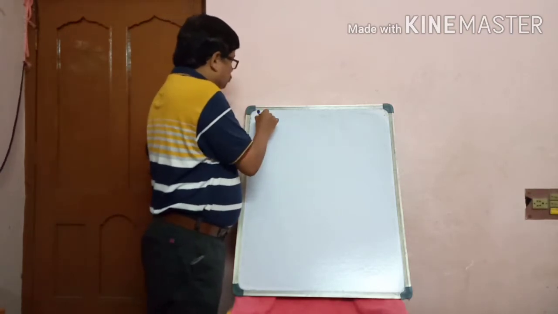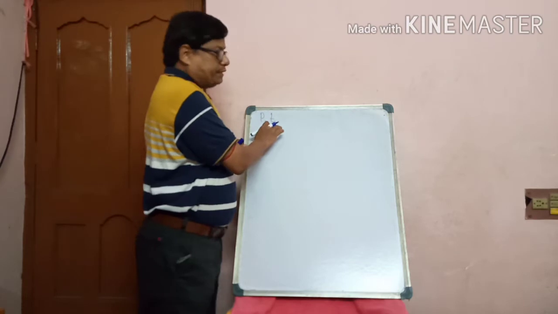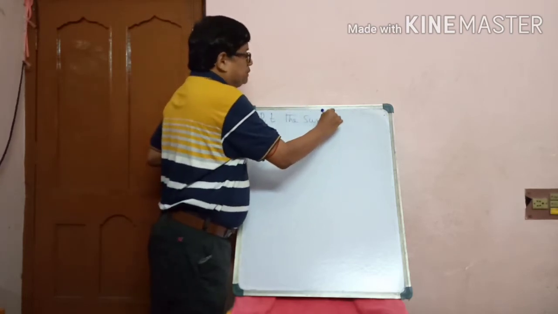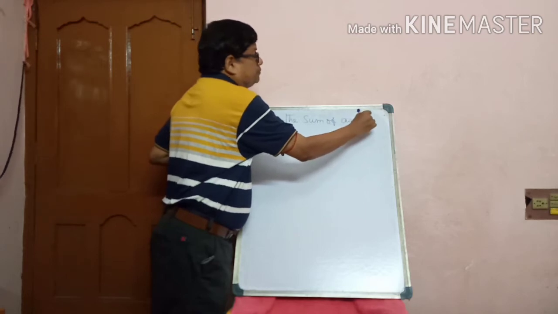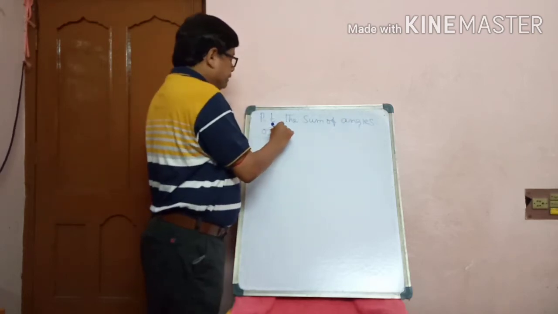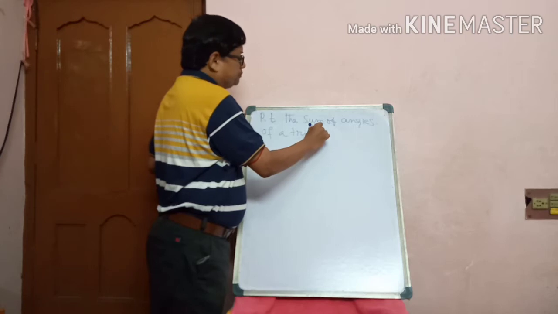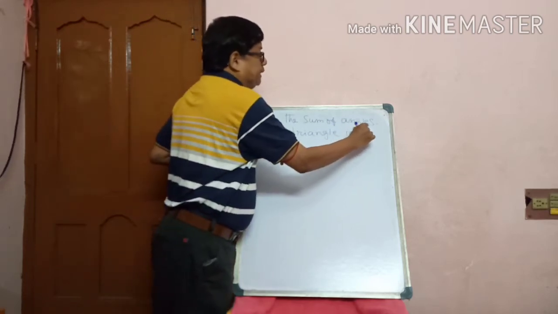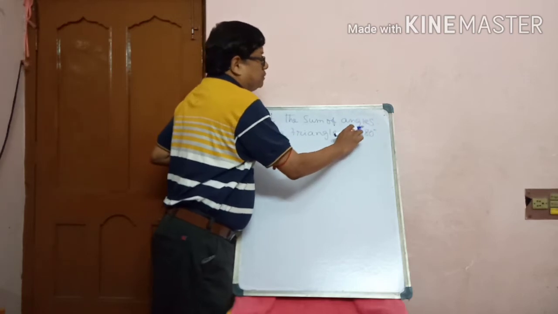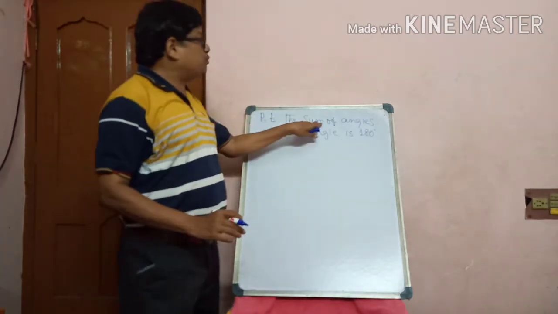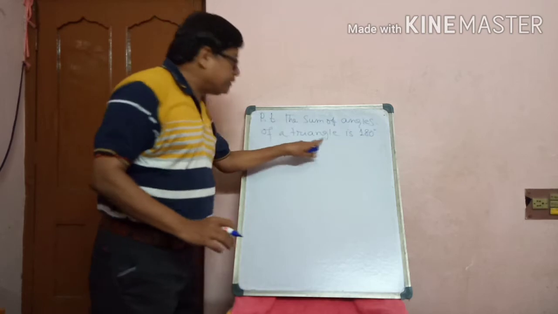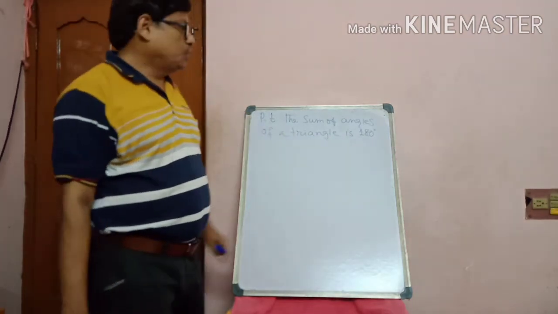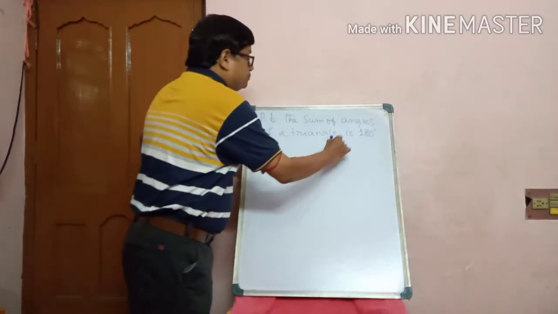Prove that, I have a question, prove that the sum of the angles of a triangle is 180 degree. Prove that sum of the angles of a triangle is 180 degree. We have to prove. First, draw the figure.